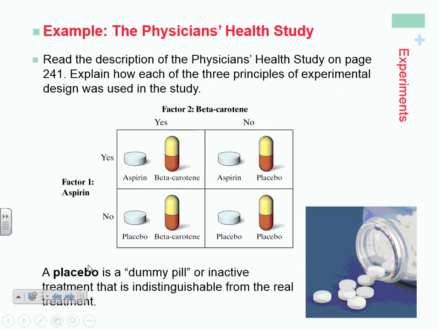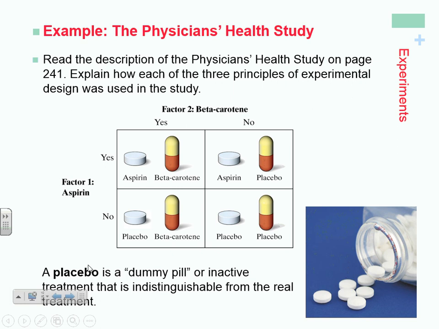So here's an example. Turn to page 241, pause the video, and read that description of the physician's health study. Here you have factors and levels of an aspirin and a beta-carotene. And then we also have a placebo, which is a dummy pill. So there's a lot going on in this experiment. And they ask us, how are the 3 main principles of design used in this?